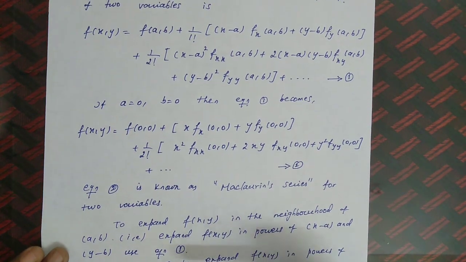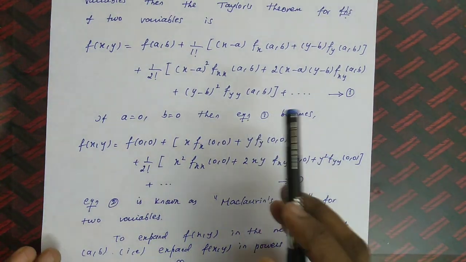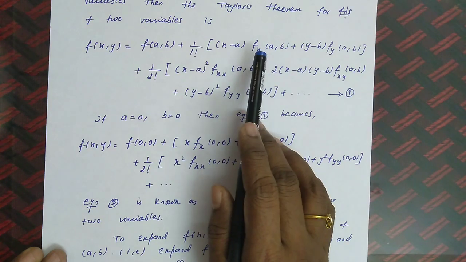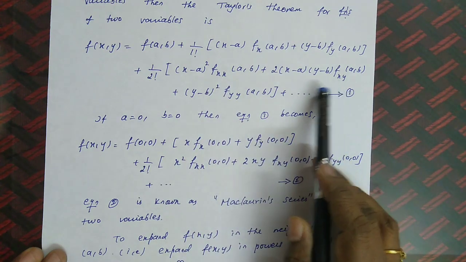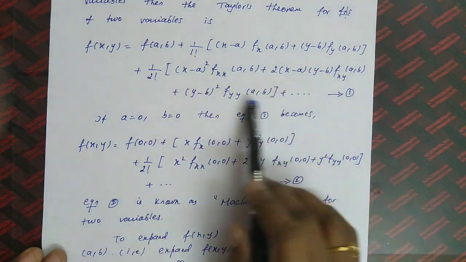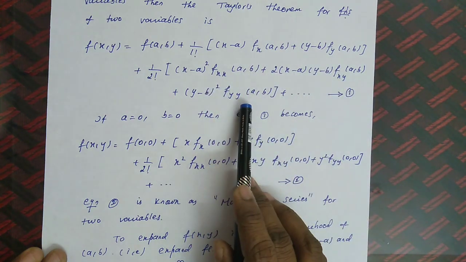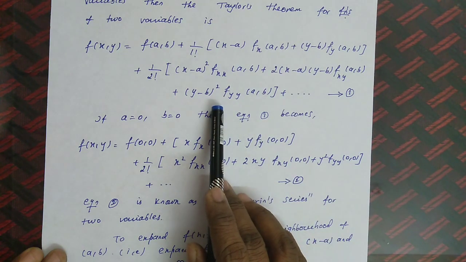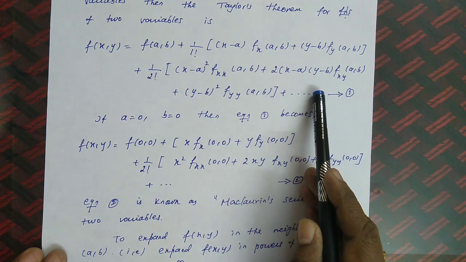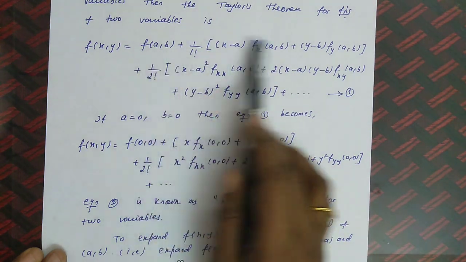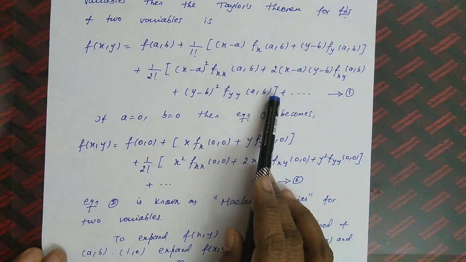So for doing problems under Taylor's theorem, how are we going to do the problem? For the given function, first we find the first derivatives with respect to x and y, then the second derivatives with respect to x, y and xy. After finding all the derivatives, that is fx, fy, fxx, fxy and fyy, we substitute the point a and b and get the values. After finding the values, going back to this equation and substituting all the values in this result, we will get the required Taylor's series for the given function.